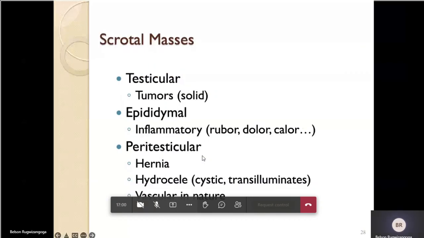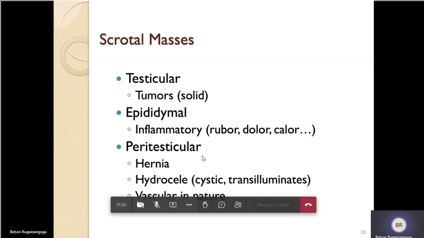Okay, so we proceed to the scrotal masses. Scrotal masses, referring to swelling, not inflammation, can be caused by testicular tumors, which are usually solid. So whenever you find someone with a scrotal mass and you palpate, you think first about testicular causes. It can also be an epididymal lesion.